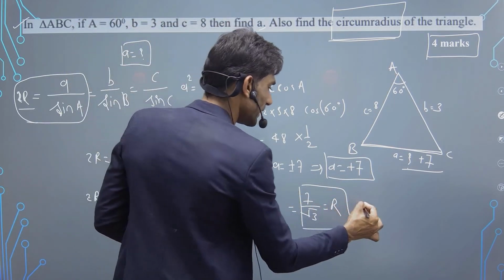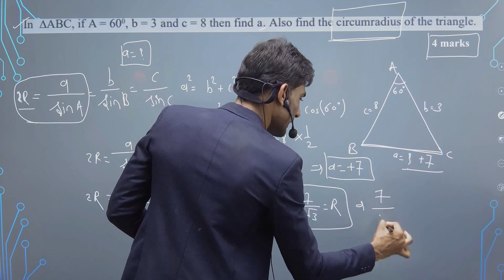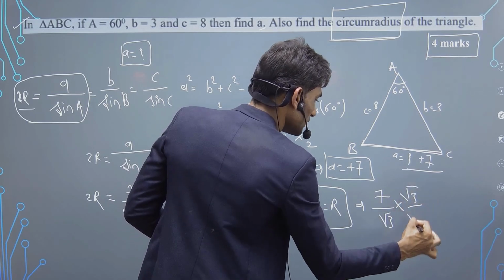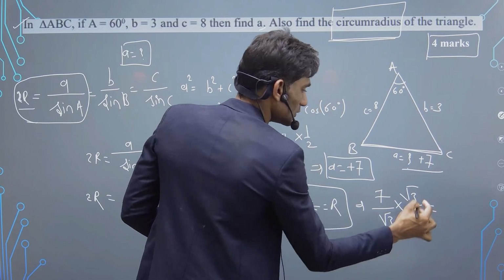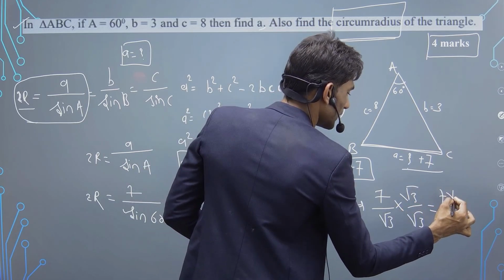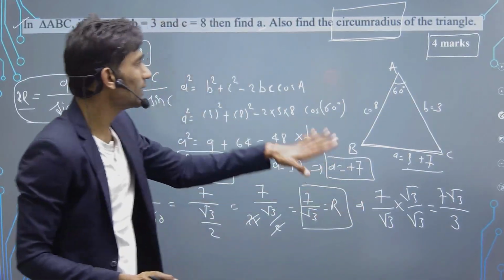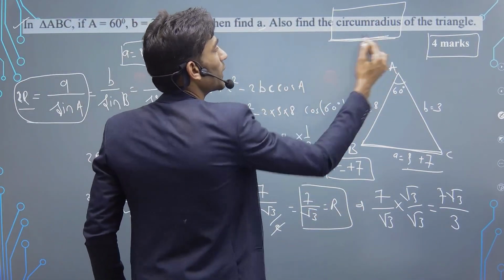7 by root 3 can be solved by multiplying and dividing by root 3 here. So we get 7 times root 3 divided by 3. This is our required circumradius for our triangle.